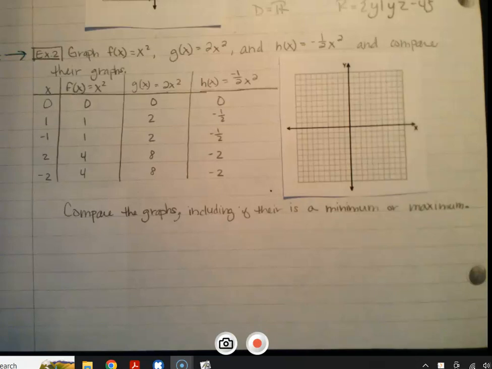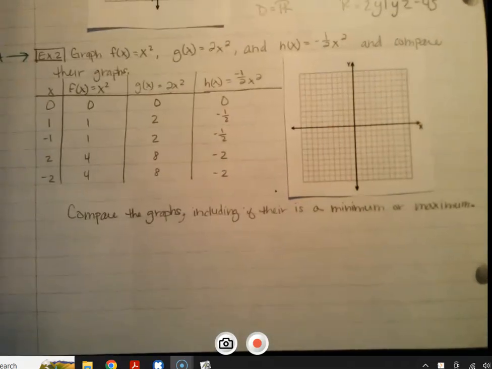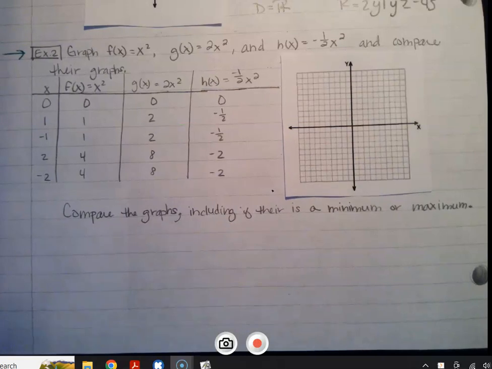Okay, so we're picking up on 6.1, and we're going to start with example 2. There. Let's see if I can make this a little less yellow. There we go.